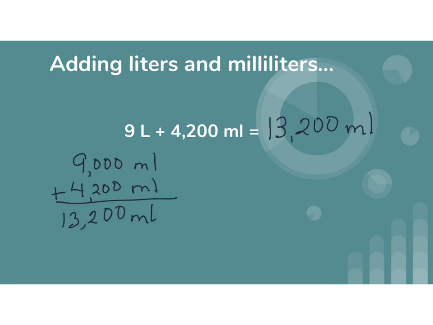Okay, so first thing I did is I changed my 9 liters to 9,000 milliliters, and then I added it to 4,200 milliliters, and I got 13,200 milliliters. This way expresses this in the smallest unit, which is milliliters. But I can also express it as a mixed unit, which would be 13 liters and 200 milliliters.